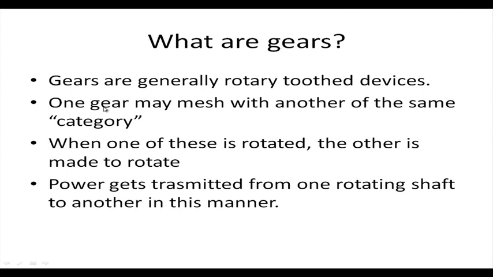What are gears? Gears are generally rotary toothed devices. In most general cases they are rotating, they have teeth on their periphery, and one gear generally meshes with another. Meshes means gets connected intimately, teeth to teeth, with another of the same category. This word we are going to discuss later on in more detail. For the time being, let us be satisfied that one gear may mesh with another one of the same category. If they are not of the same category, they cannot mesh.